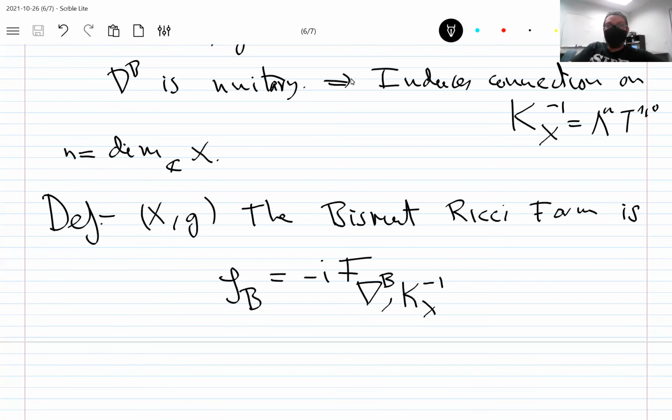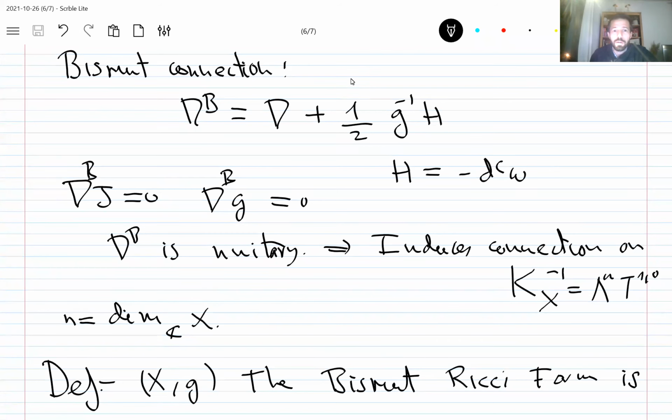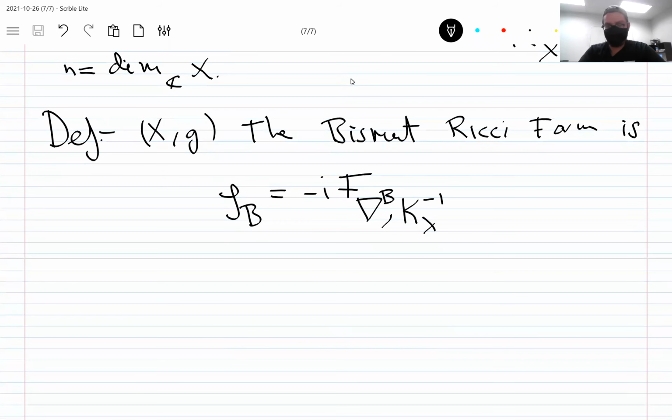I've heard you talk about unitary connections before. Is that the same thing as a Hermitian connection? Is it just a different word for that? Oh, yeah. Unitary means nabla J equals 0, nabla g equals 0. Okay, thanks. Okay.